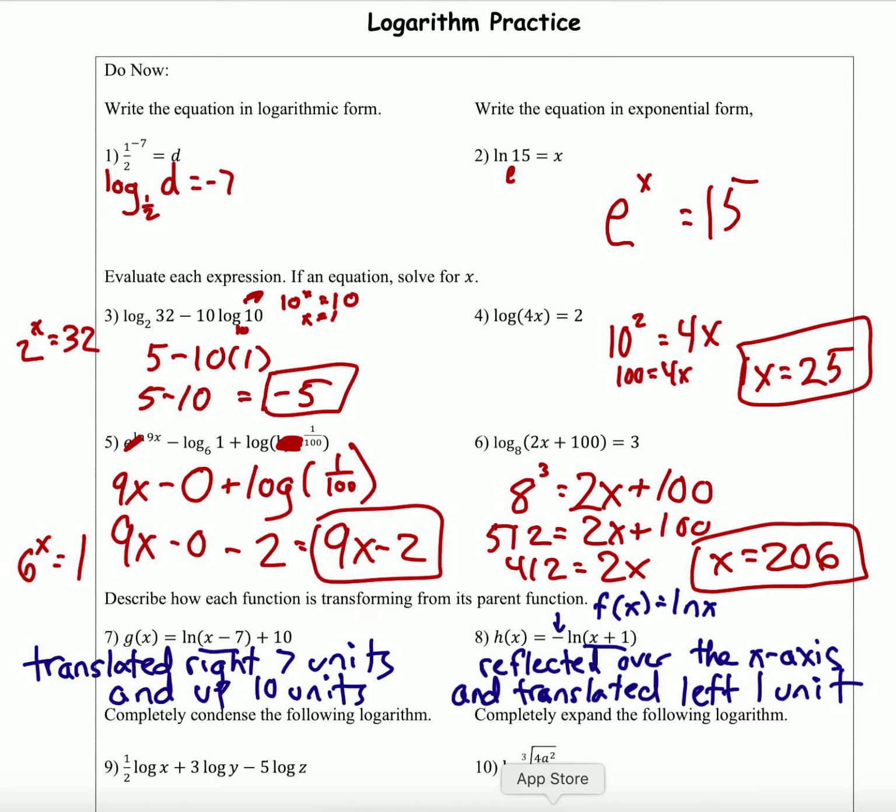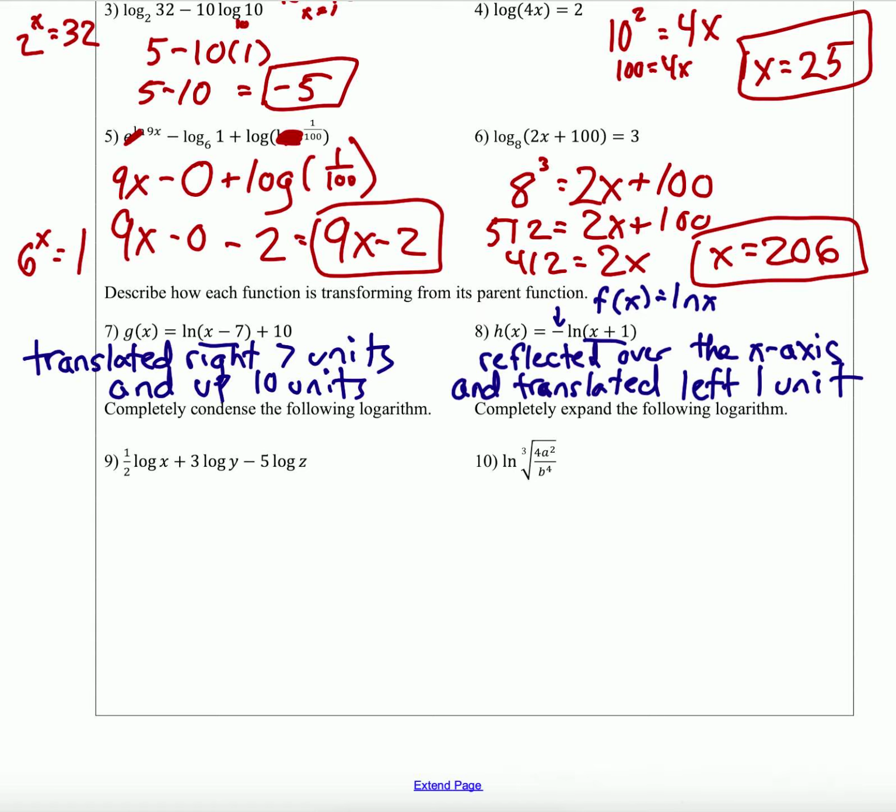So for 9 and 10, number 9, let's completely condense these logarithms. So I want to write these 3 logs, if I can, as 1 log. My first step here, I see they all have coefficients, so I'm going to bring those coefficients and put them as exponents. So that would be log of x, the 1/2 is just going to make it a square root, plus log y to the 3rd minus log z to the 5th.